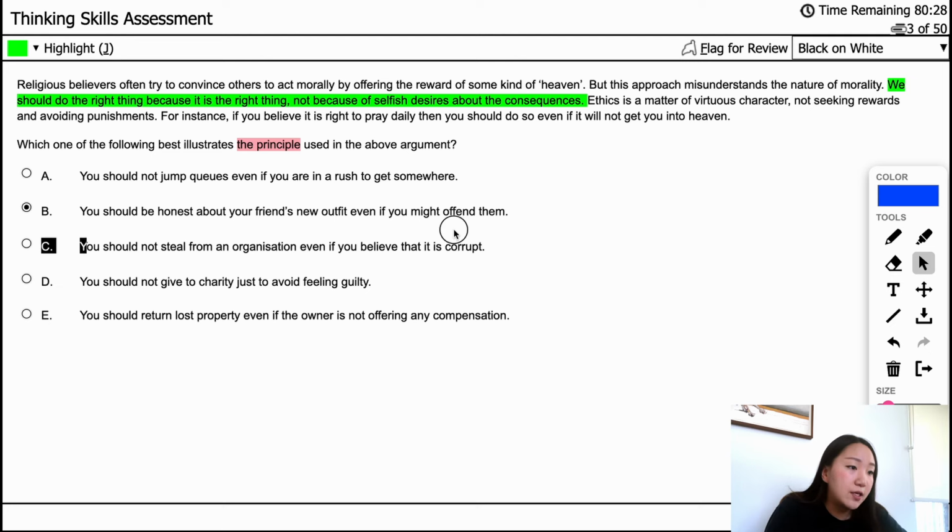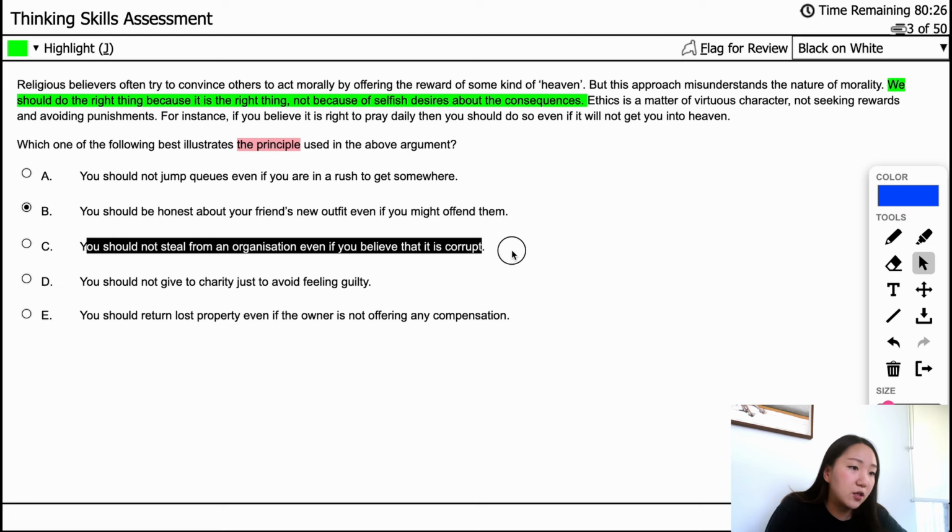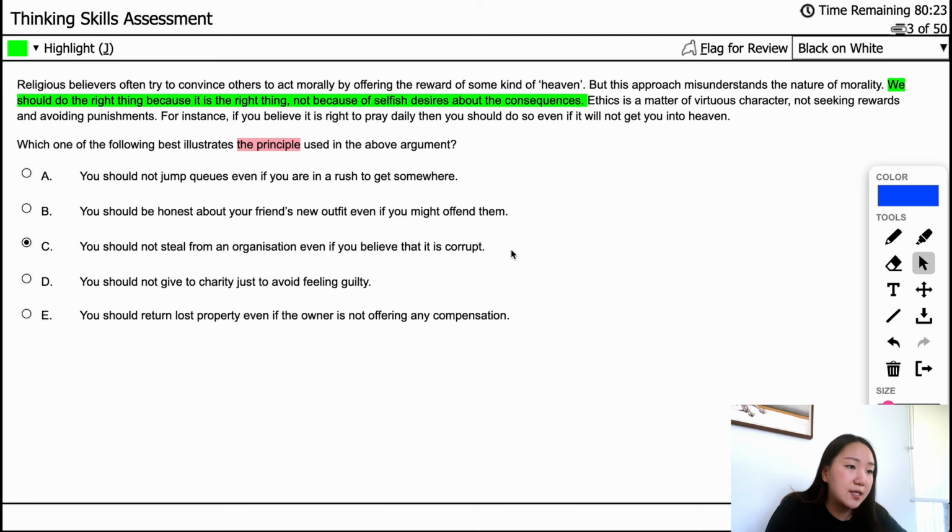You should not steal from an organization, even if you believe that it is corrupt. Again, this isn't quite right. We need something where you are doing an action just because it's right, not because you gain something, not because you gain a reward and avoid being punished for something. You should not give to charity just to avoid feeling guilty. Again, you're giving to avoid something. You're not giving purely just, if this said, for example, you should give to charity even if nobody knows, or even if nobody were to ever find out, that would be correct.